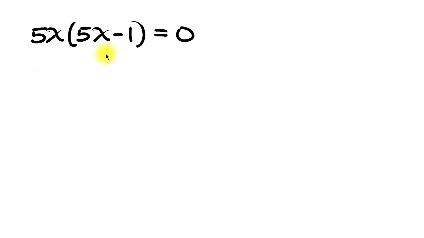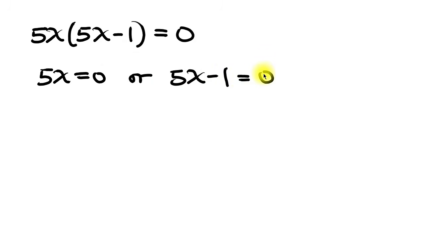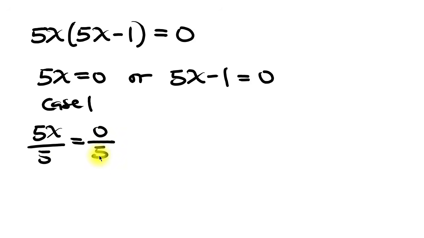So we have two cases. We have 5x to be equal to 0, or we have 5x minus 1 to be equal to 0. Now for the first case, to get a value of x, let's call this case 1, we have to divide both sides by 5. So we have 5x divided by 5 to be equal to 0 divided by 5. Now notice that this 5 cancels out this 5, leaving behind x to be equal to 0 divided by 5, which is 0. So we have 0 as a result.